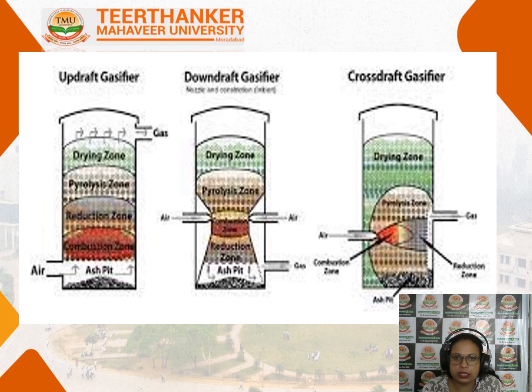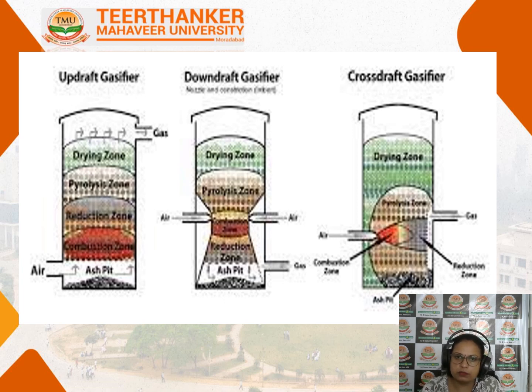The producer gas that is produced from the gasifier, on the basis of the position inside the gasifier, the three gasifiers are named so. And when you see the construction of the gasifier, let us take the example of the updraft gasifier first. All the zones are in sequence. First is the drying zone, second is the pyrolysis zone, third is the reduction, and last is the combustion. So this is the sequence in which the different zones are there in the updraft gasifiers.